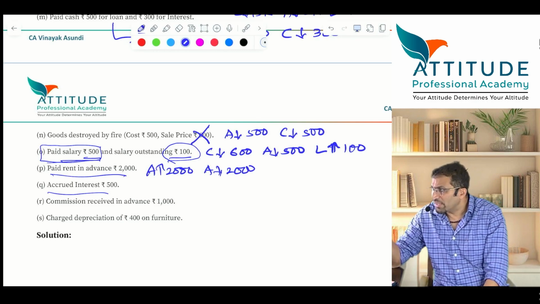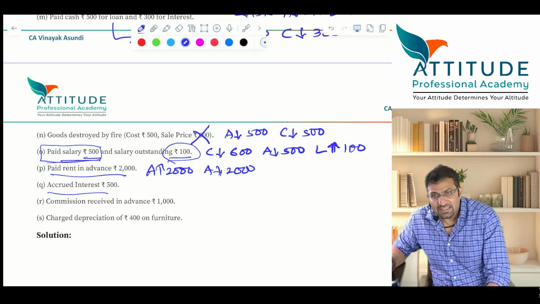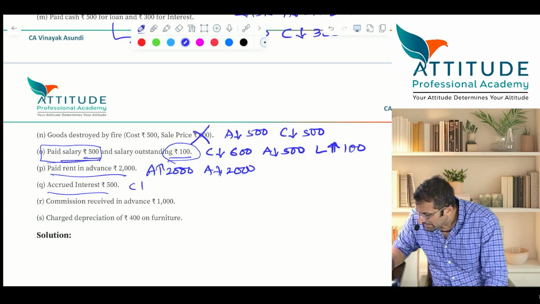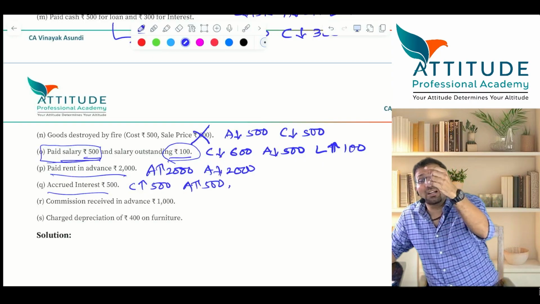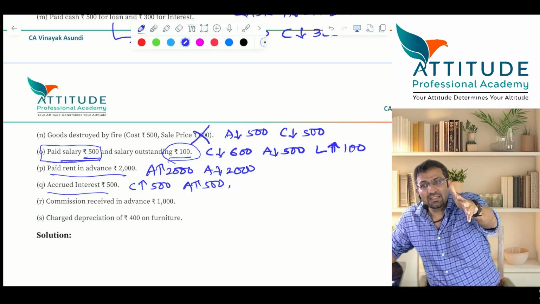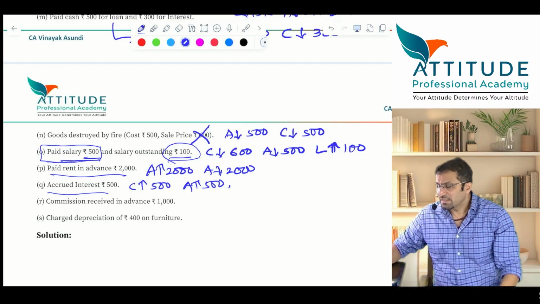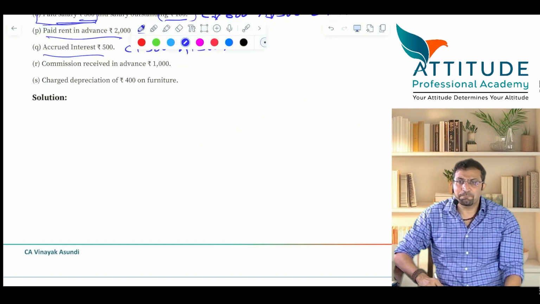Next, accrued interest. Might be they are saying accrued interest is accrued interest receivable. What? Receivable. We'll put it as income. Is that clear? So income means capital increases by how much? 500. Asset also increases by 500. This is nothing but interest earned but not received.